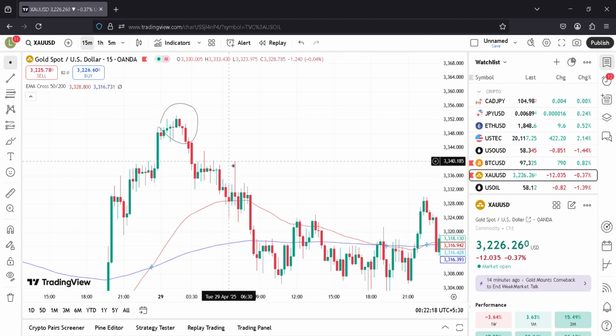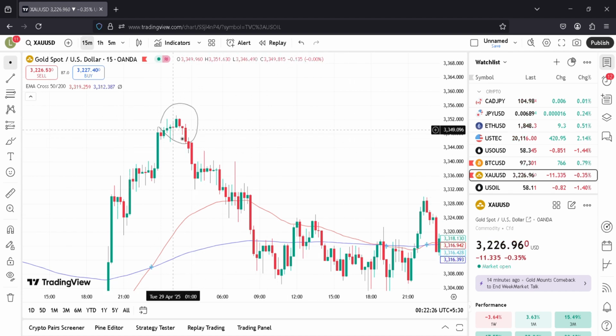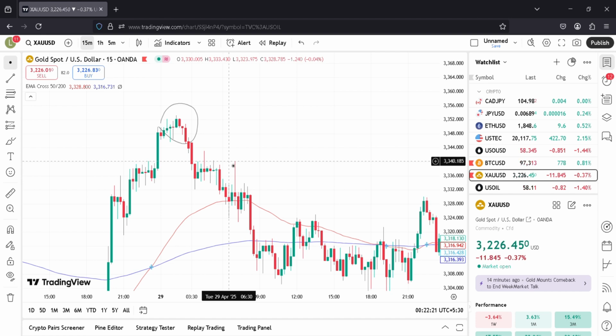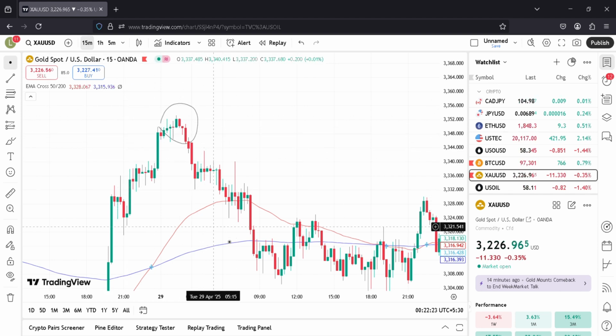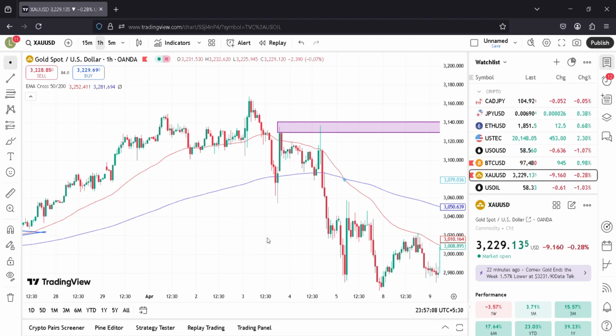Order blocks are price zones on a chart where institutions like banks and hedge funds place large buy or sell orders. In other words, it is a confirmation candle where banks and hedge fund managers are placing their trades for long positions. Understood, guys? They are placing for long positions. And the first question of yours may be, when will order blocks form? Okay, let me show you an example of an order block.